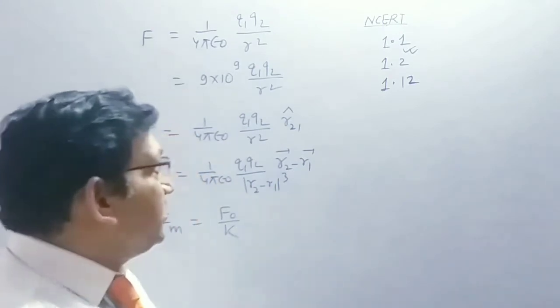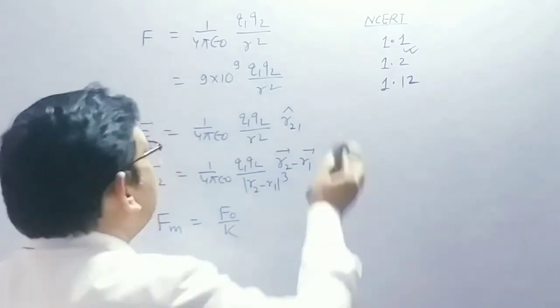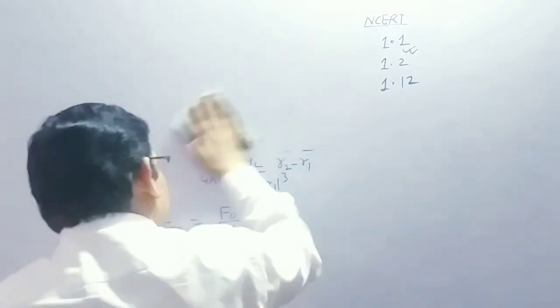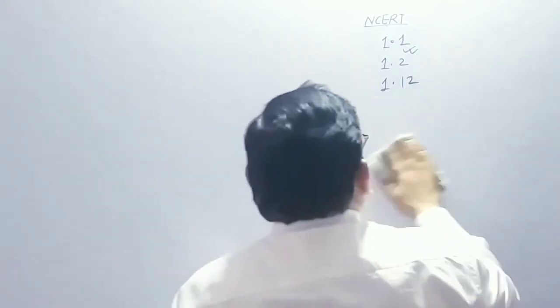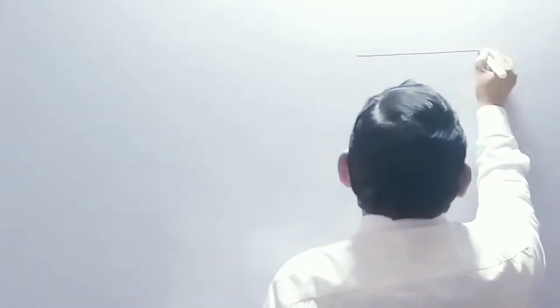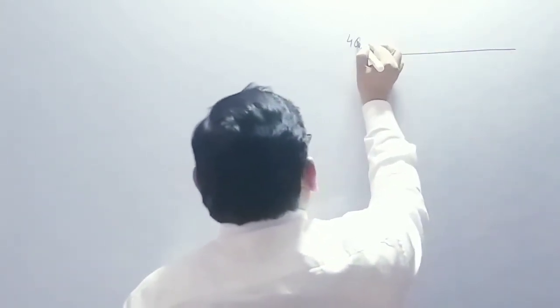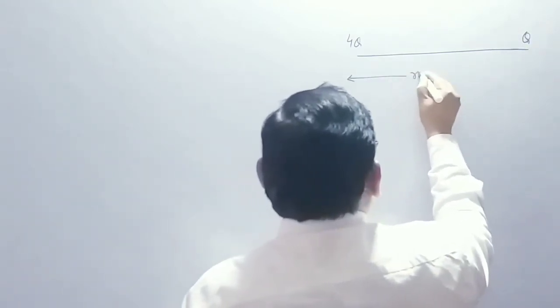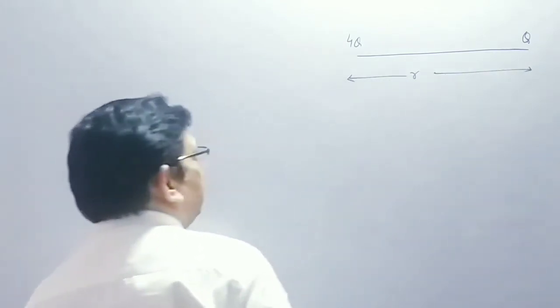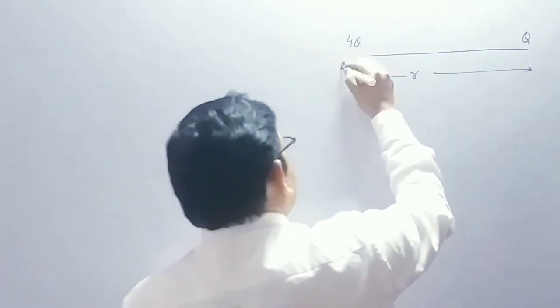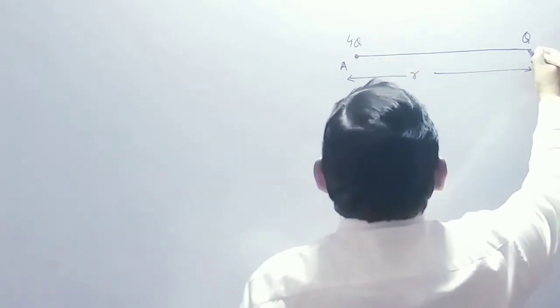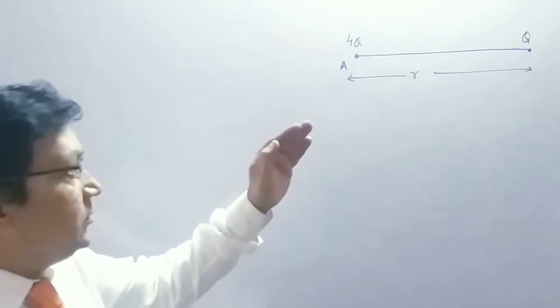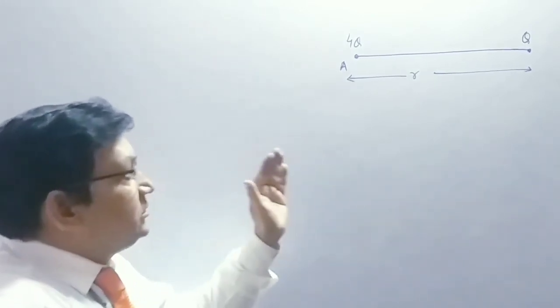Here I am giving you another question on Coulomb's law. So let's do that question. The question is that two fixed charges, 4Q and Q, are separated by a certain distance R. Two point charges having magnitude 4Q and Q are separated by a certain distance R.